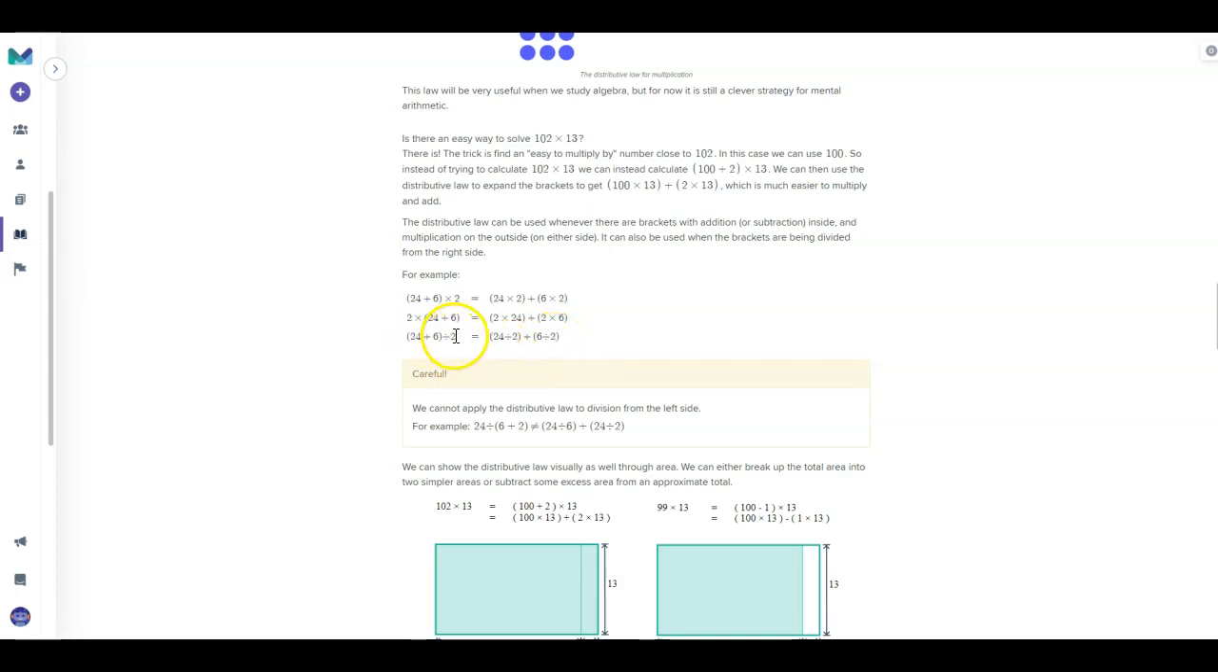But we cannot move it or do it if it was here. If it was 2 divided by 24 plus 6, that would not work. We could not do 2 divided by 24 and 2 divided by 6. It would not give the same answer, okay?